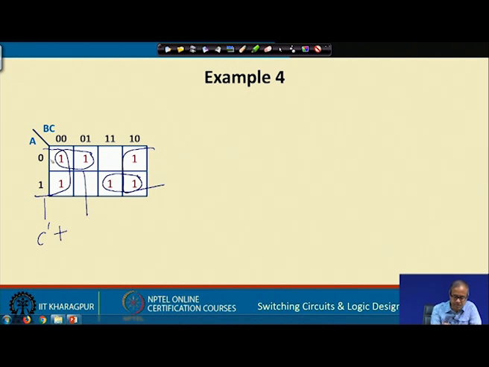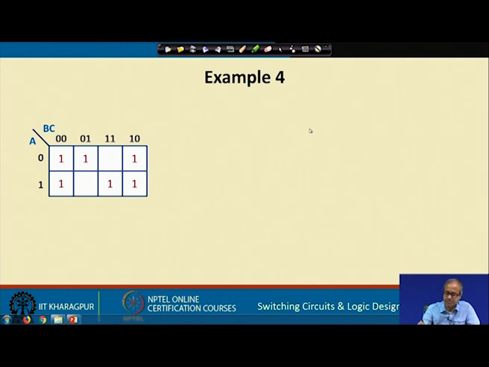So, corresponding to this one, it will be C bar as before, this smaller cube will be A bar, and 0 0 and 0 1, C cancels out, B bar. And for these 2, A equal to 1, which means A, and 1 1 1 0, C cancels out, B is 1. So, B. This is the minimized expression. This cannot be minimized any further, right.